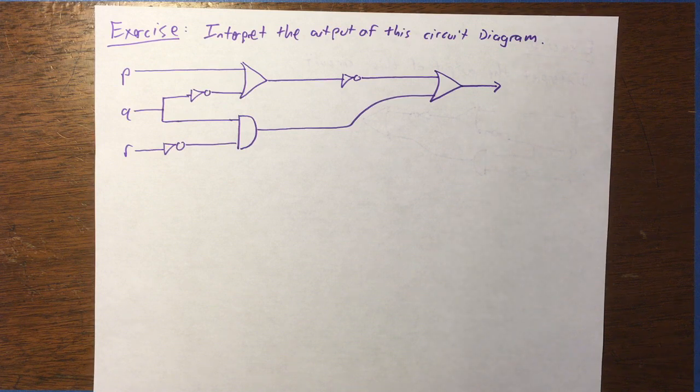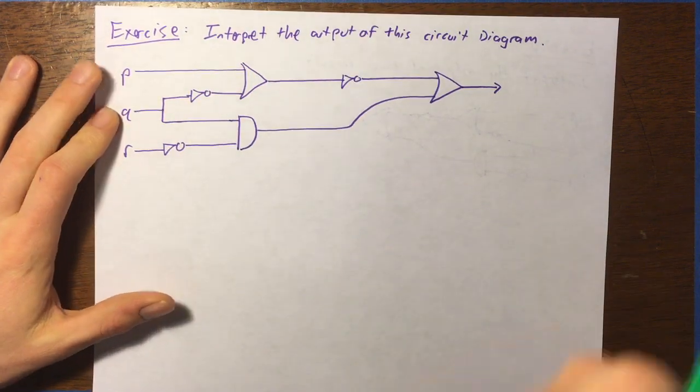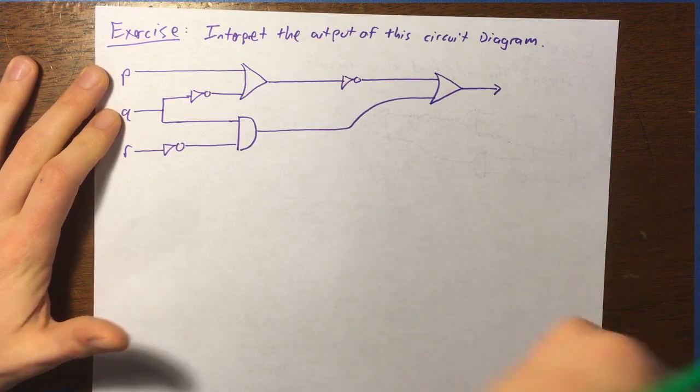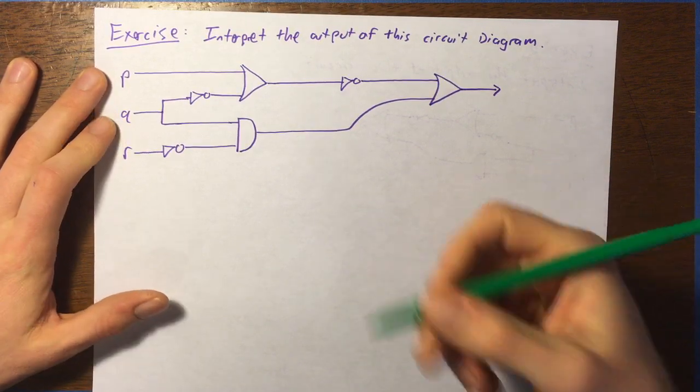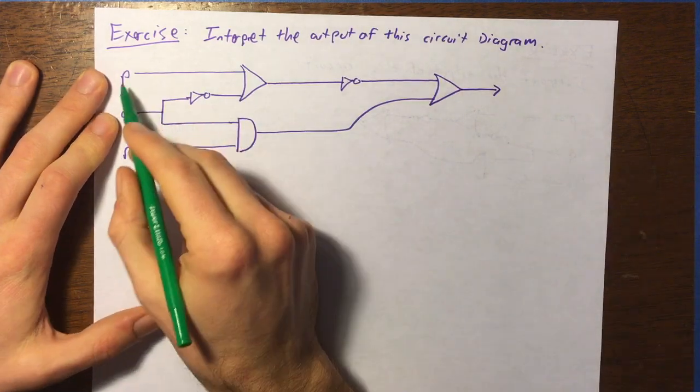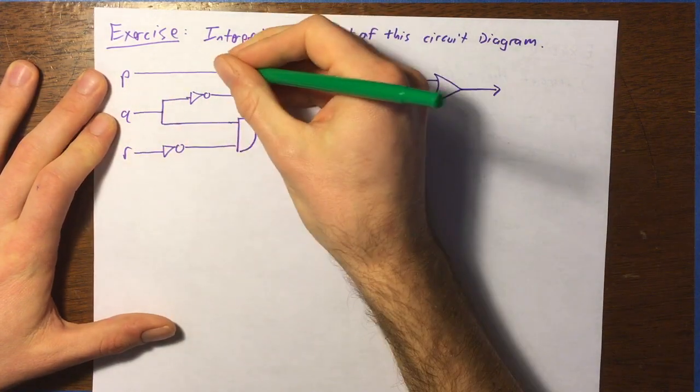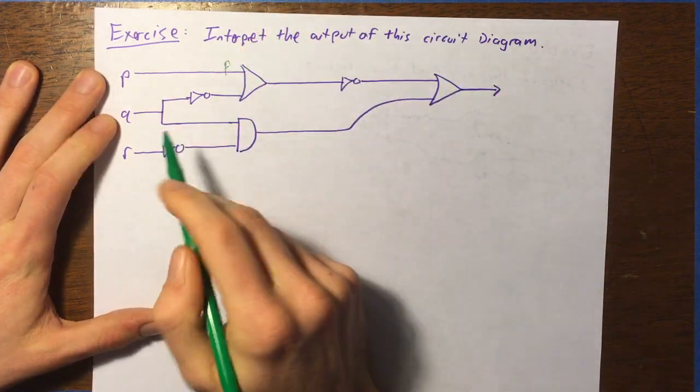Now, I'm going to go ahead and go over it. The way I'm going to show you how to do this is to follow the signals through, and I'm going to use a different color pen to keep track of what expression represents the truth value of the signal at any given time. So P is coming along, and when it gets to this gate, it's still P. We'll get back to that.